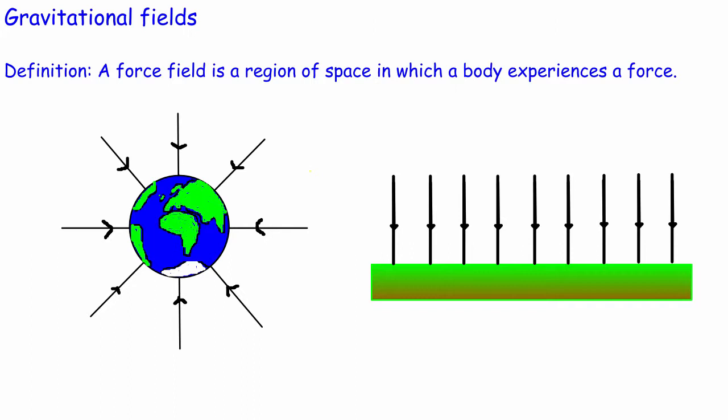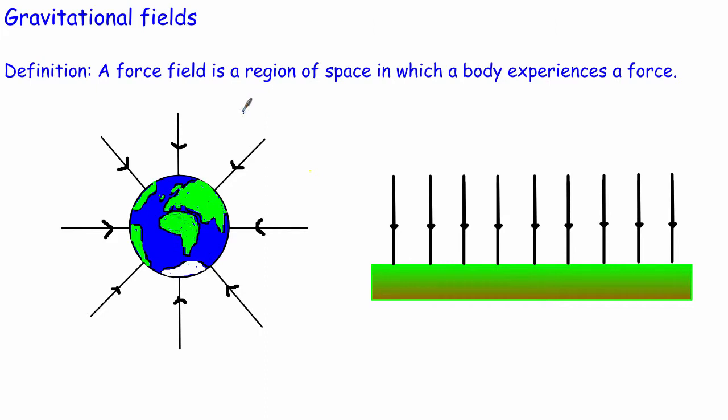Before we talk about gravity specifically, we need to define what a field is, because we'll be looking at gravitational fields in this video and the next couple, and then after that we'll be starting to look at electric and magnetic fields. So it's helpful to come up with a definition of what a field is. A field, or sometimes called a force field, is just an area of space, a region where an object experiences a force.